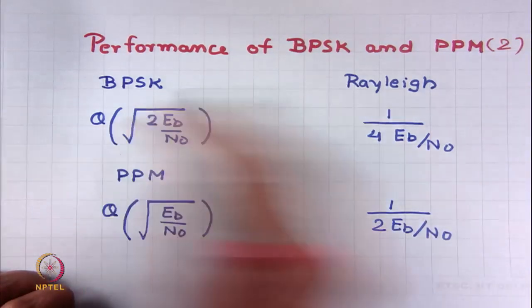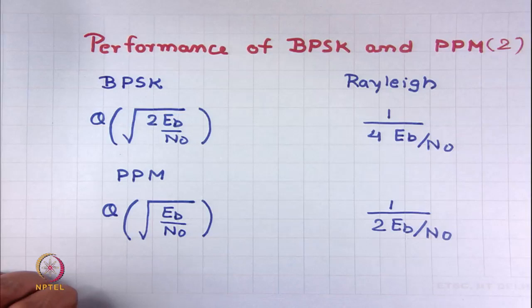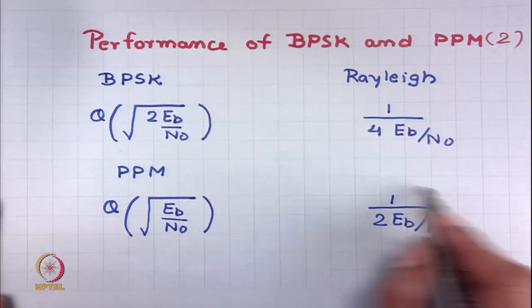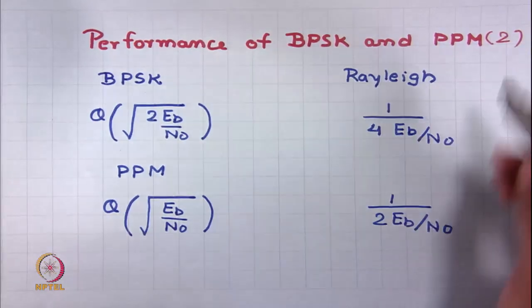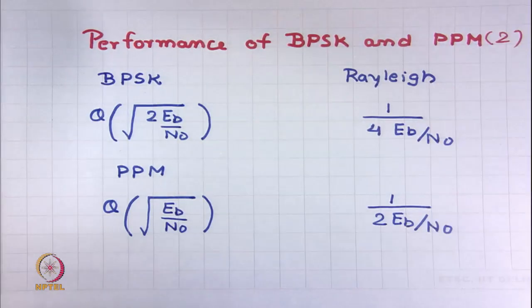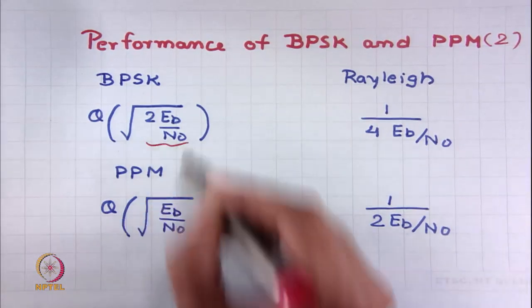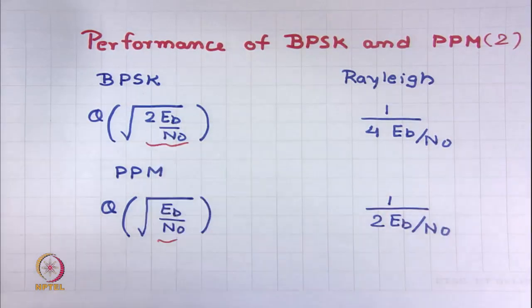Using the same ideas that we have used for calculation of probability of error of BPSK in Rayleigh channel, you can simply use those ideas, solve that integration and things like that, and you will get that the probability of error of PPM in Rayleigh channel is simply 1 by 2 Eb/N0. You can also relate this to these coefficients.